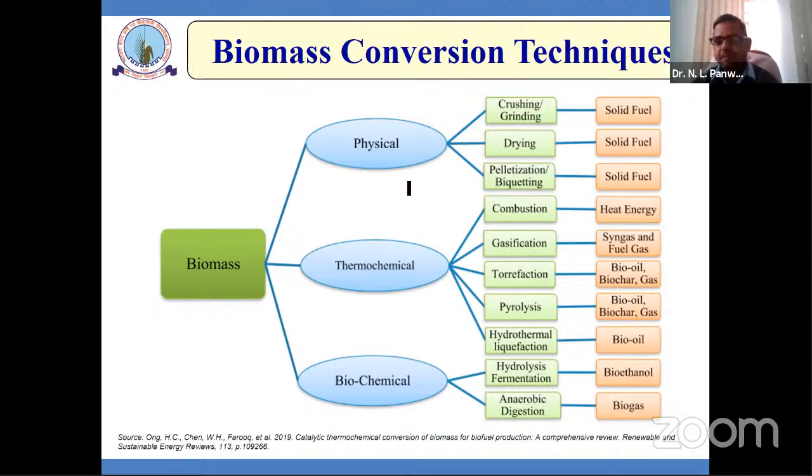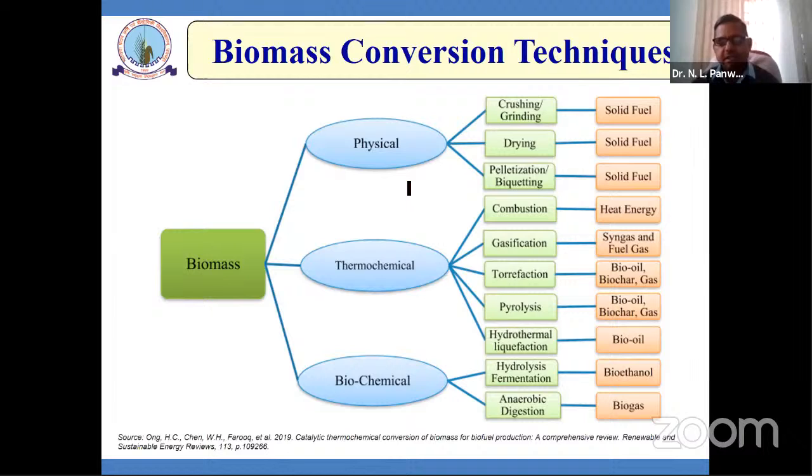If we compare the economics of loose biomass, it is hardly 500 rupees a ton, so about 50 paise a kg. Including transportation, it comes to around 2 rupees. And if you convert it into pellets and sell in the market, it fetches around 6 rupees a kg. That is a significant rise in price, so we can increase the income of the farmers.